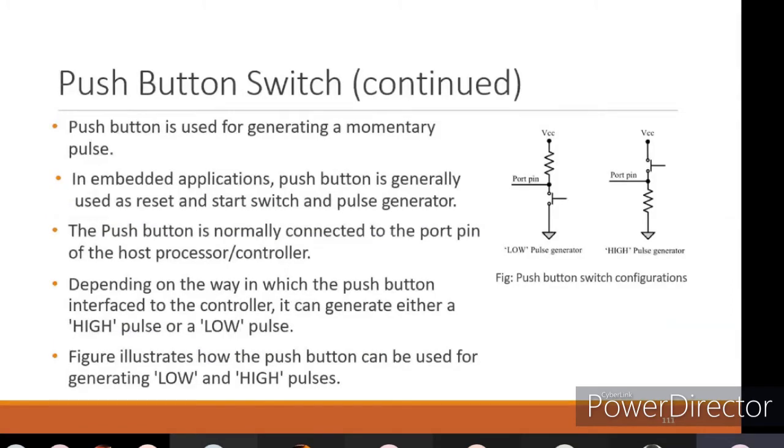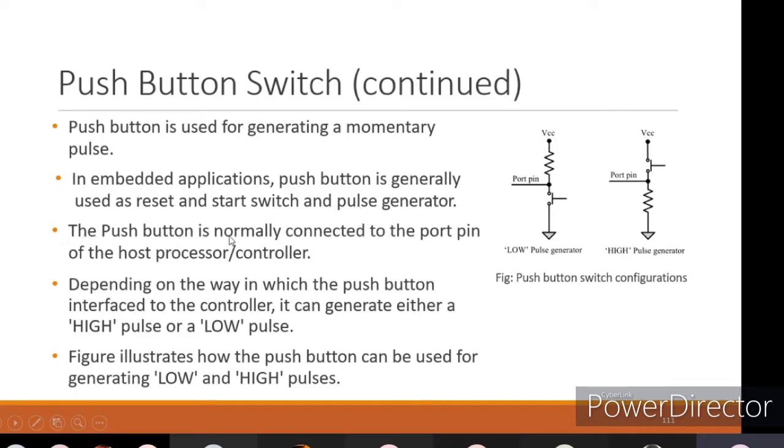A push button is used to generate a momentary pulse. You can see here the low pulse generator and the high pulse generator. Whenever you press the button, the port pin connection is connected to the ground. That's why it generates an active low pulse. In the other circuit, whenever you push the button, the high voltage is passed through and given to the output. That's why a high pulse will be generated.